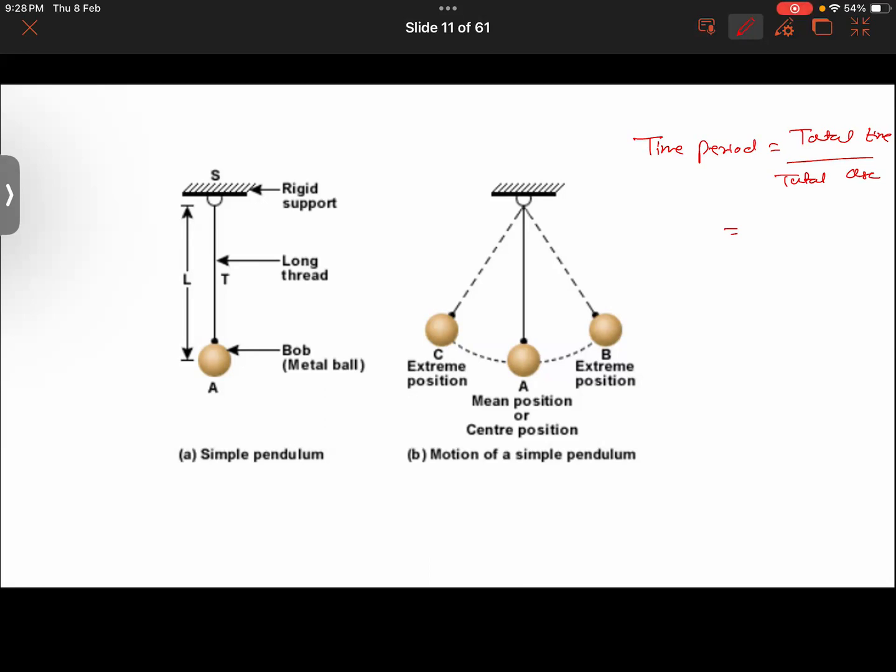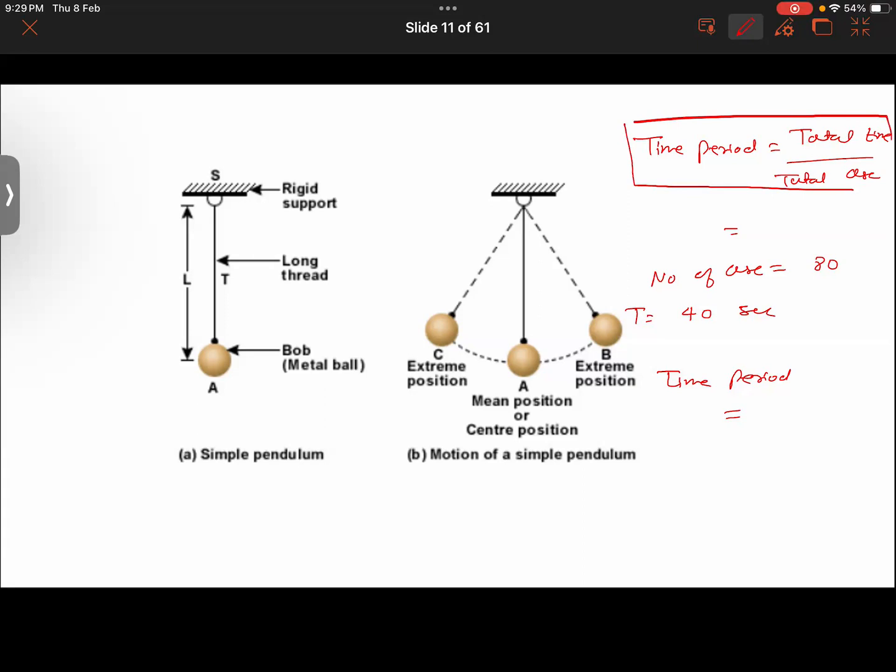Do one thing, solve another question. Let's say the number of oscillations done by a pendulum is 80. Number of oscillations done is 80, and the time taken to do the oscillations is 40 seconds. So you find the time period of the pendulum. What is the time period of the pendulum? Remember the formula.